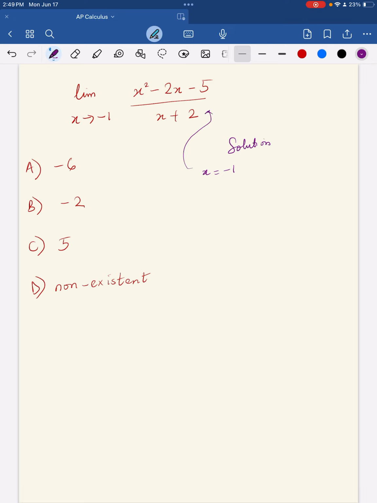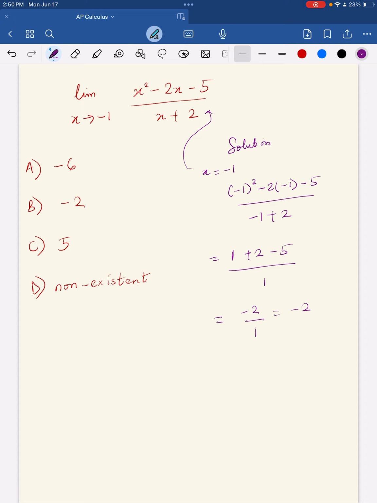So that becomes (-1) squared minus 2 times -1 minus 5, divided by -1 plus 2, which becomes 1 plus 2 minus 5 divided by 1. Now 1 plus 2 is 3. 3 minus 5 is -2. -2 over 1, which is -2.